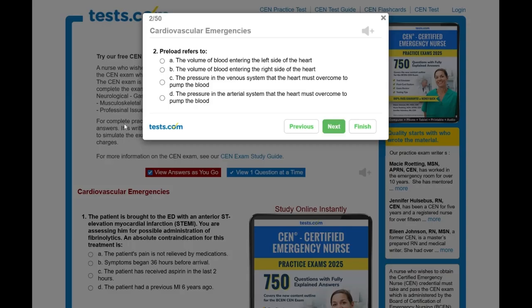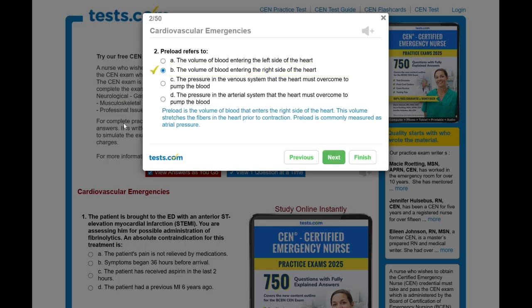Question 2. Preload refers to A. The volume of blood entering the left side of the heart. B. The volume of blood entering the right side of the heart. C. The pressure in the venous system that the heart must overcome to pump the blood. D. The pressure in the arterial system that the heart must overcome to pump the blood.